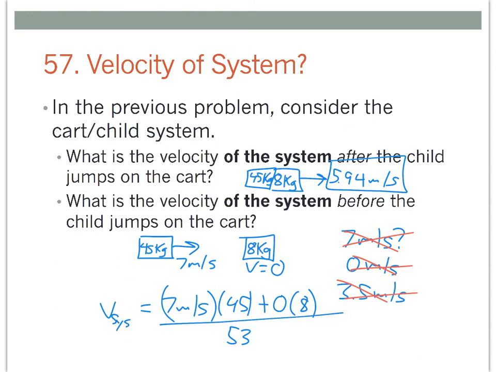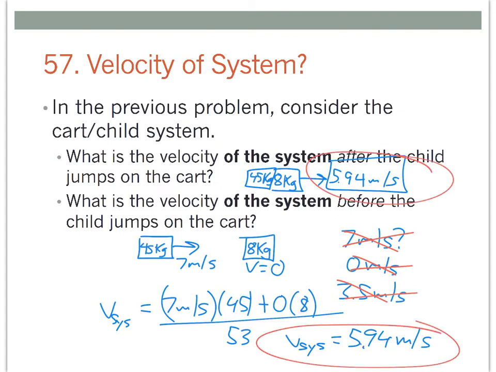That way, it will proportionally show us the velocities. It's going to average them, but it's going to be a weighted average. And when we do that, we end up finding the velocity of our system is 5.94 meters per second, which just so happens to be the same as the velocity of our system after the collision. That is not a coincidence there, ladies and gentlemen. What we've come across is the idea of center of mass.